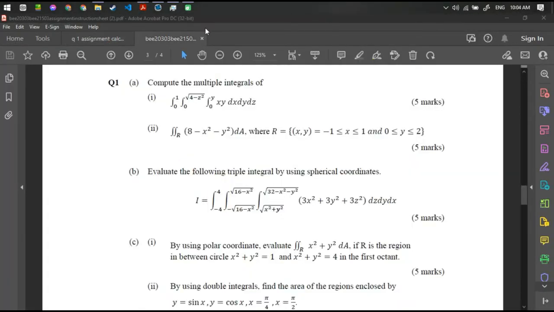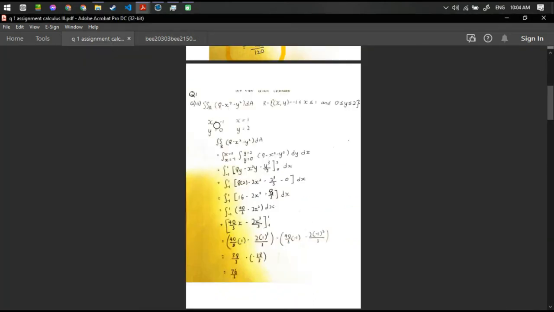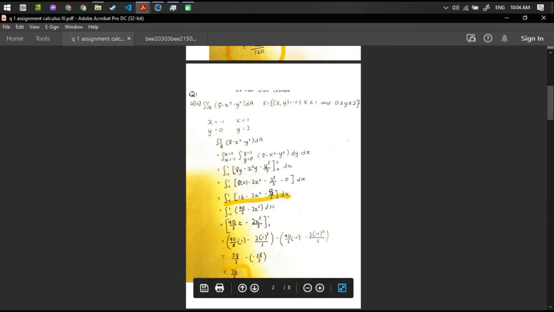Double integrate 8 minus x squared minus y squared dA, where R equals {(x, y) : negative 1 less than x less than 1 and 0 less than y less than 2}. When x equals minus 1 to 1, and y equals 0 to 2, then we do the equation. We integrate with dy first, we get this answer. Then we integrate with dx, we will get the final answer.